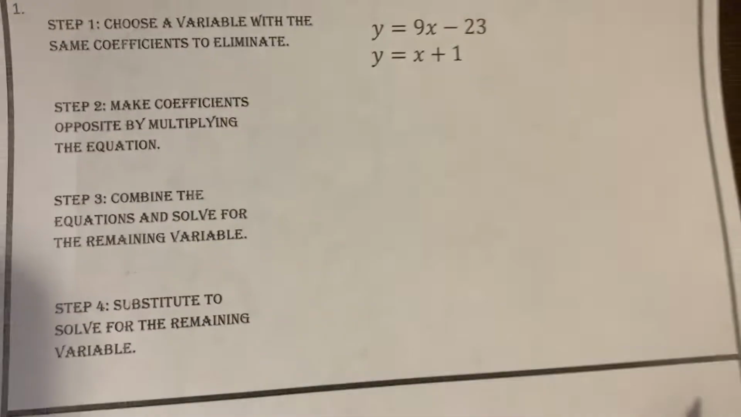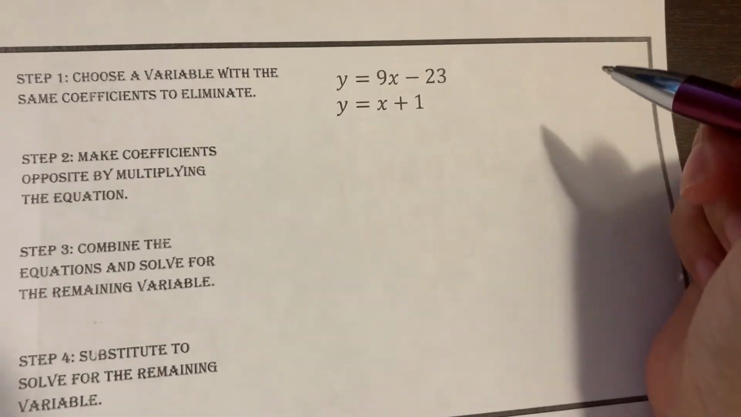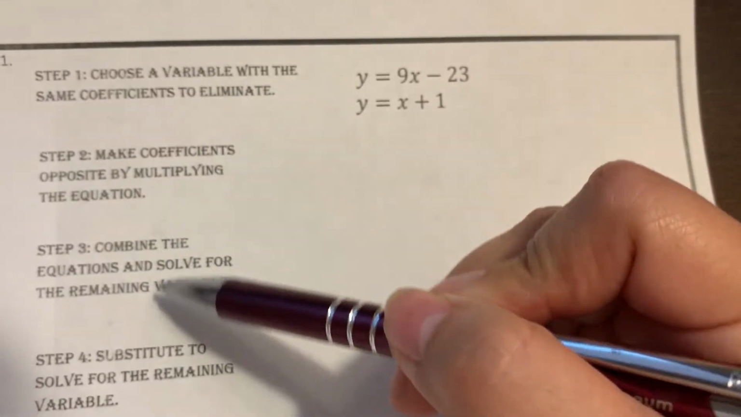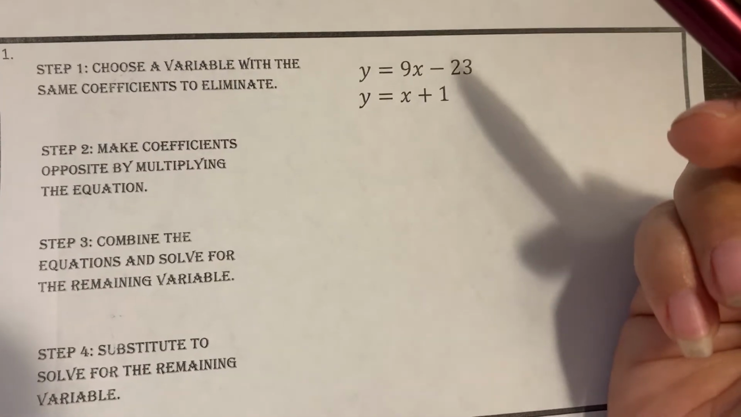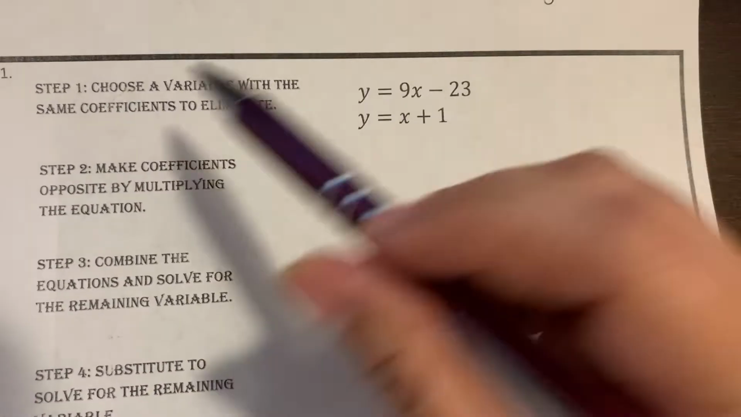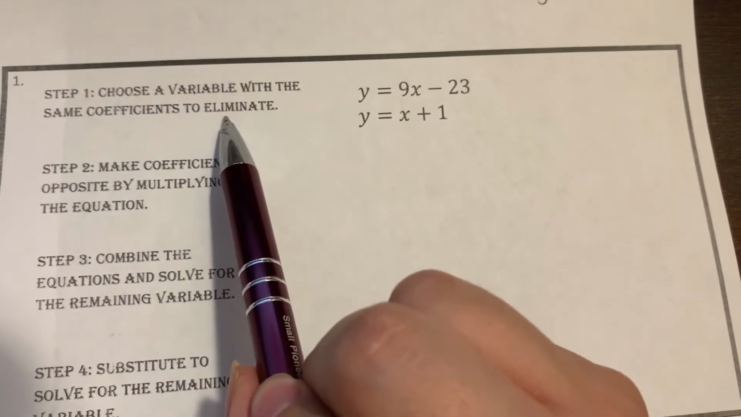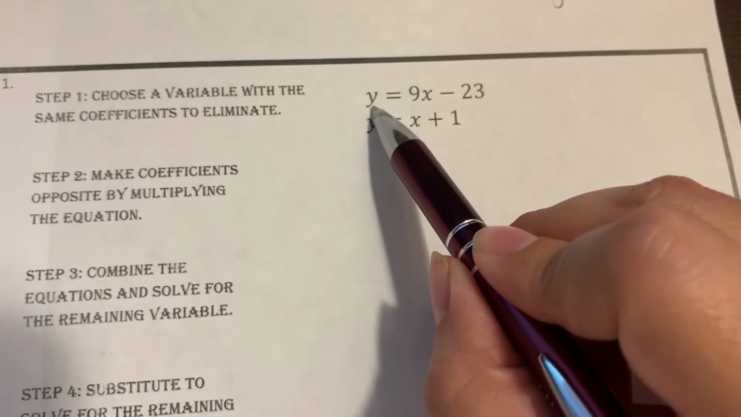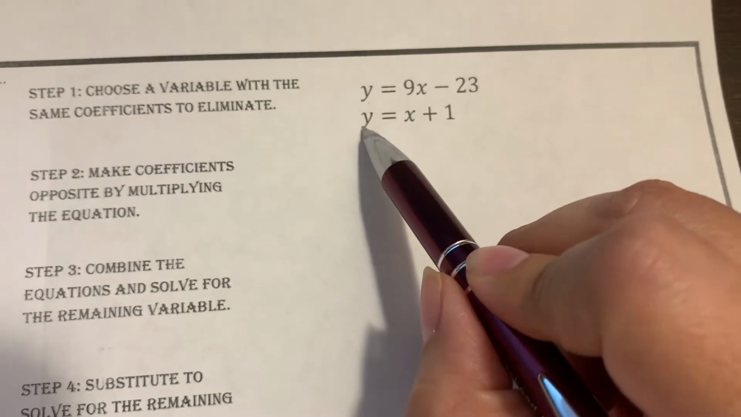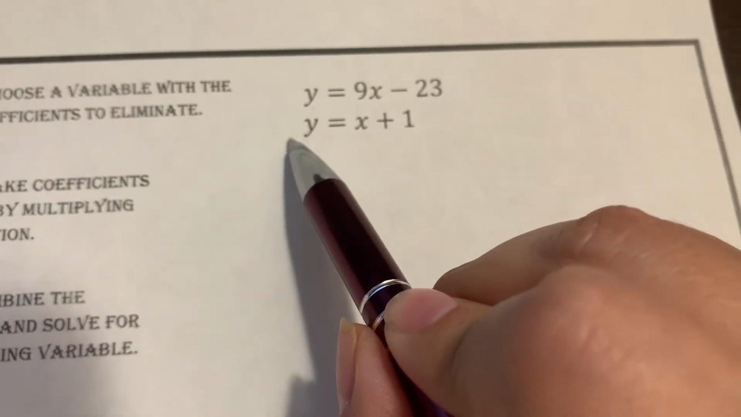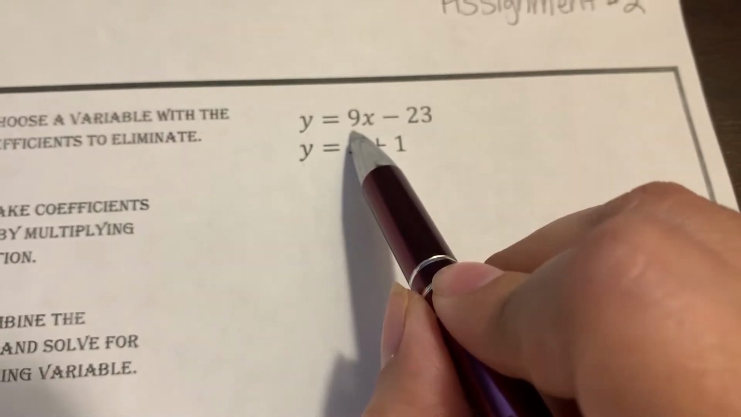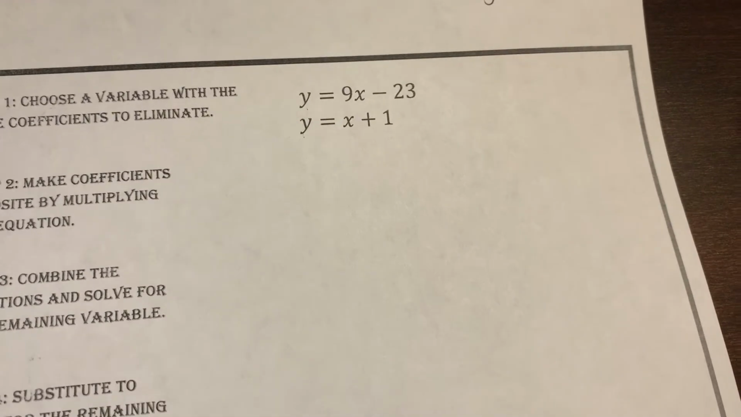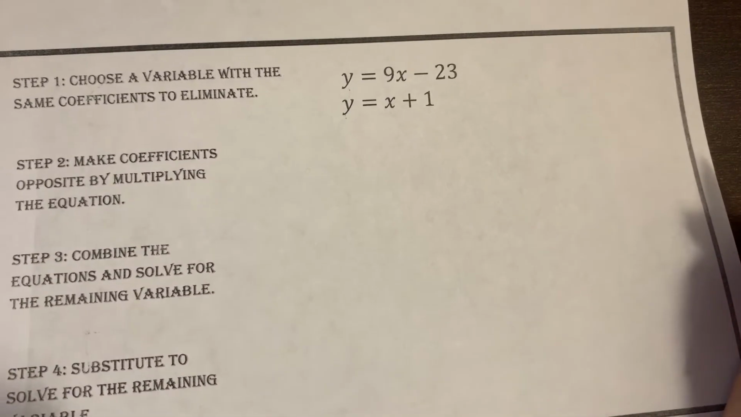So let's go ahead and look at the first example here. This one's blank. The one that's given to you is already done for you, and I did write the steps down on the side so you can look at them. First step is to choose a variable with the same coefficient to eliminate. Looking at the two equations, y has a coefficient of 1, and so does the second equation. This one has a coefficient of 9, and this coefficient is 1. So I want to use the y values in this case, since they have the same coefficient.